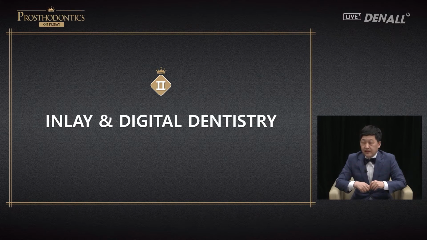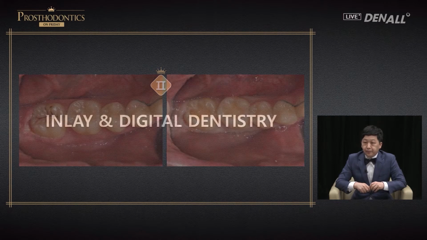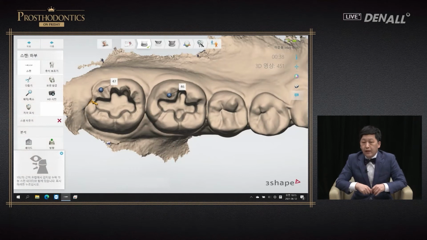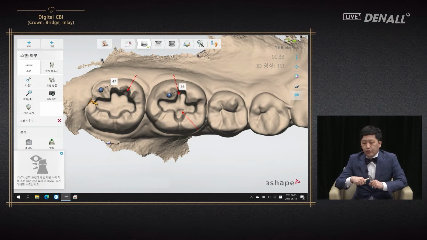Let's look at the processes involved in inlay using digital dentistry. There was caries in number 6 and 7. There was existing resin, prep was done, and scan was done. As you can see in red, prep is quite insufficient. When we take impression using analog methods, these are not shown well.